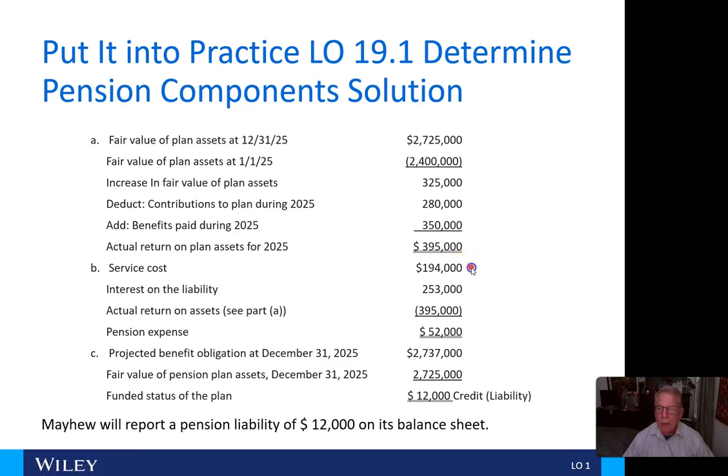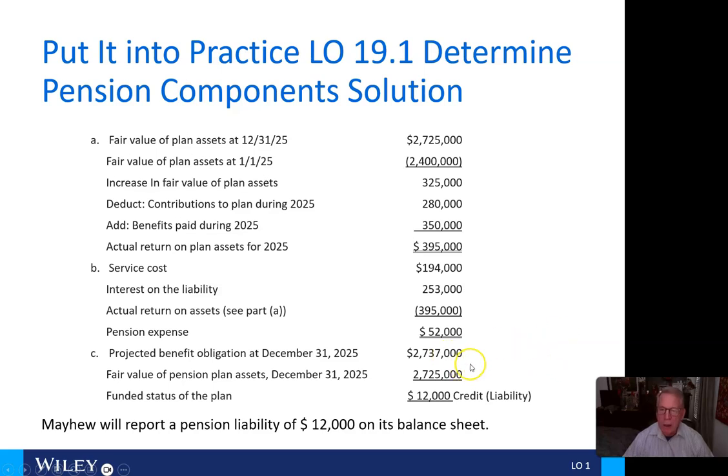For Bravo, we are going to calculate the pension expense, and we do that by starting with the service cost, and we will add the interest on the liability and subtract out the actual return on assets, which we calculated under Alpha here. And that gives us our pension expense of $52,000.